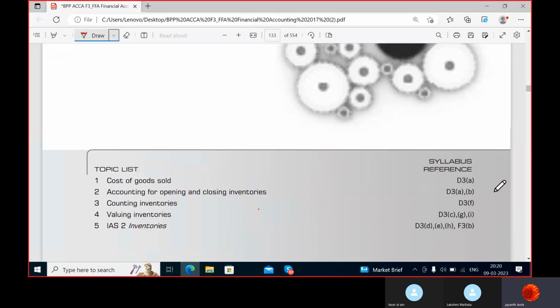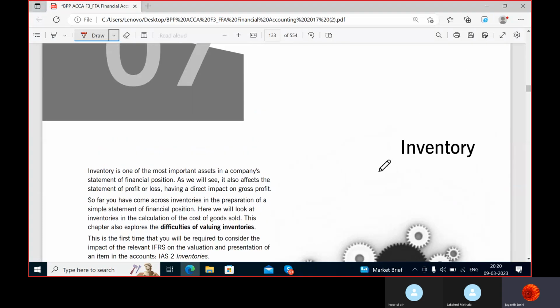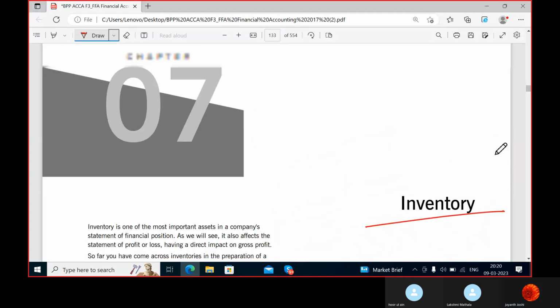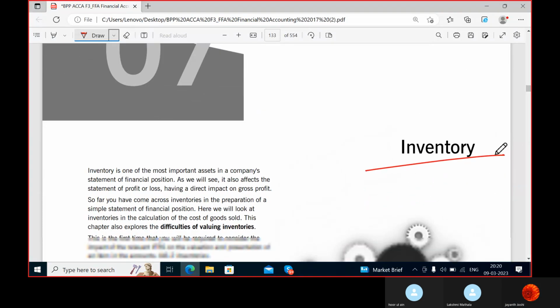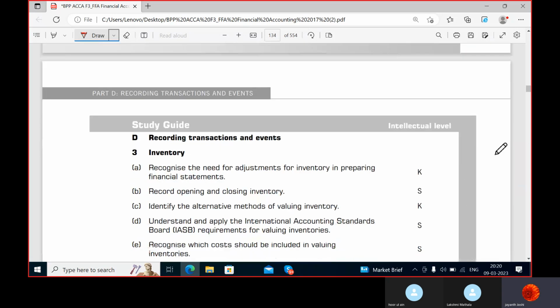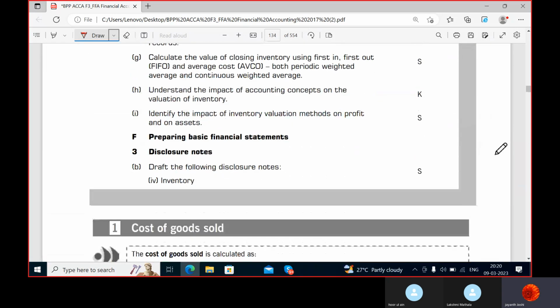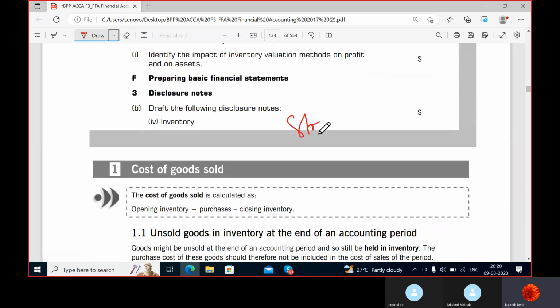So today's topic is inventory. Chapter number 7. What is inventory? Inventory can also be said as stock. Stock or inventory mean one and the same. What is the use of stock in the business? Definitely the stock or inventory is purchased by the business or the proprietor of a business to resell.